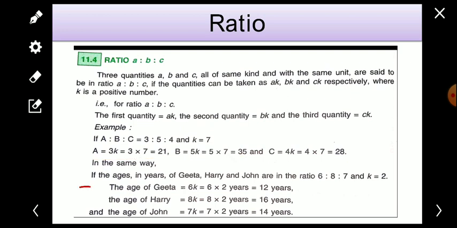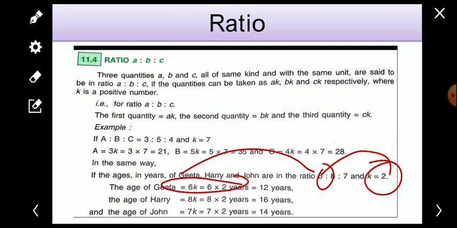Now here you can see that in the same way, if the ages in years of Geeta, Harry and John are in the ratio 6 is to 8 is to 7 and k is equal to 2, then it will ask to find the ages of Geeta, Harry and John. What will you do? Geeta's age will be 6 into k, it means 6k, it means 6 into 2, k is 2, so 12 years.